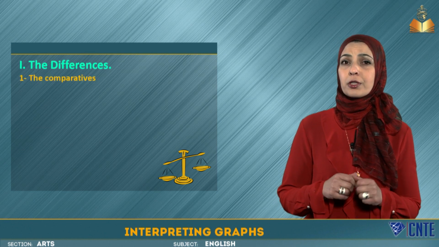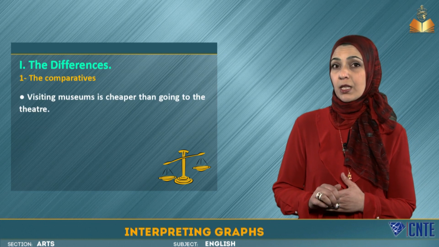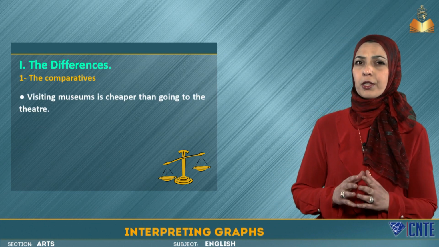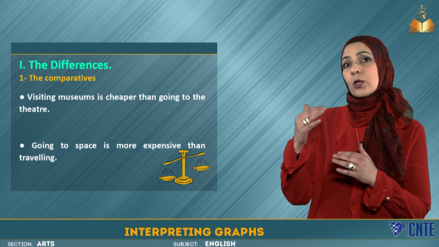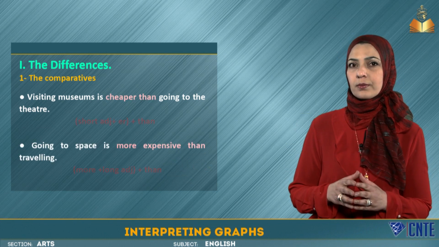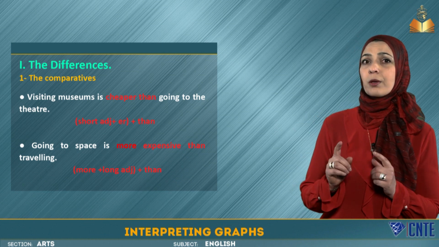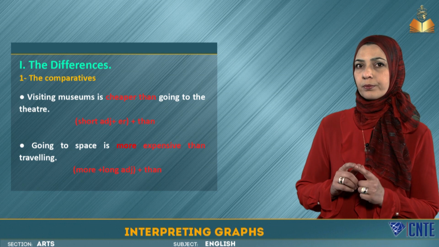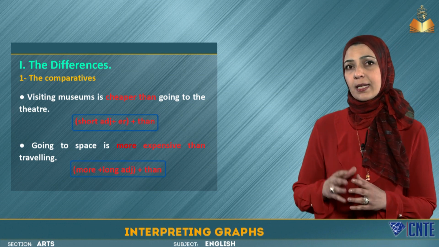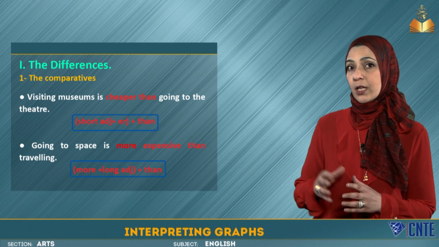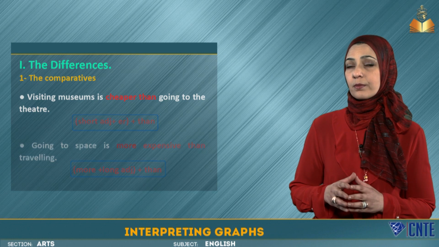First, the use of the comparatives. For example, visiting museums is cheaper than going to the theater, or going to space is more expensive than traveling. So you notice here the use of the comparative form: cheaper than, short adjective plus er plus than, and more expensive than, more plus long adjective plus than.